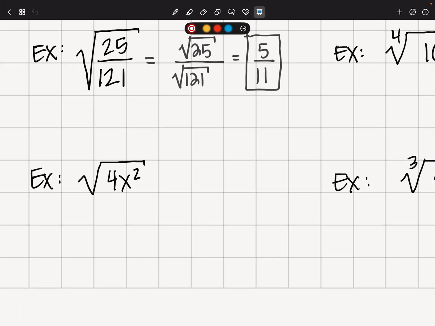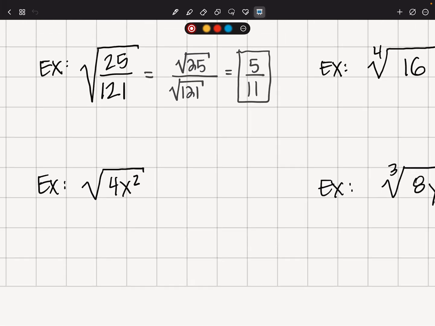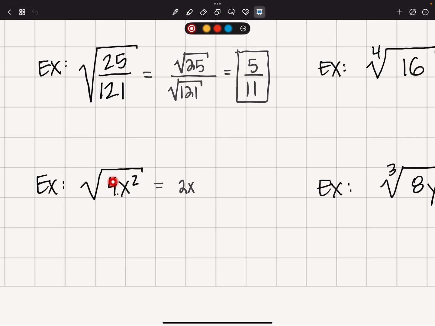Okay, example, now we've got the square root of 4x squared. So now we've got this variable in here. So the only way we could take a square root of a 4x squared is if 4x squared is positive. So that's going to equal the square root of 4 is 2, and the square root of x squared is x. We can also think what times itself is 4x squared, and that's 2x times 2x.